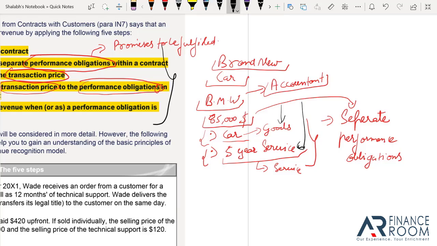The customer paying it does not know what is for the car and what is for the service. It's a deal: pay us $85,000, get a brand new car, and get a 5 years service agreement. Being an accountant in BMW, you are supposed to record these two different promises separately, because one is getting fulfilled right there, while the 5-year service will take 5 years to get fulfilled. So these are two different performance obligations, and accordingly this $85,000 will get allocated between these two performance obligations.